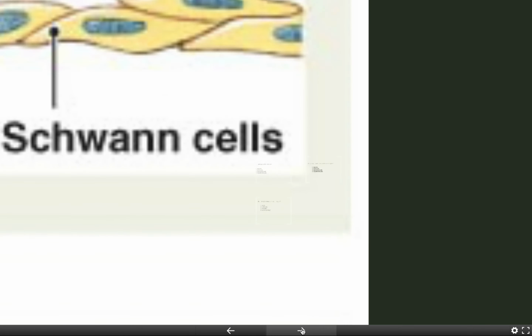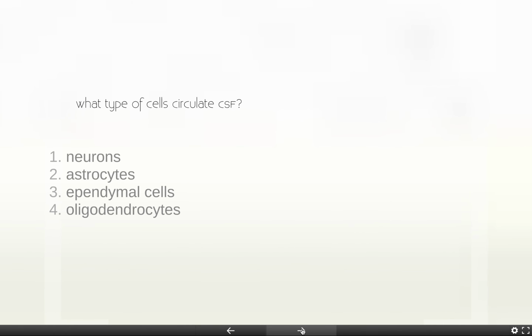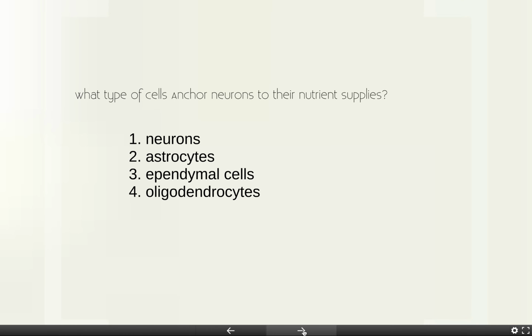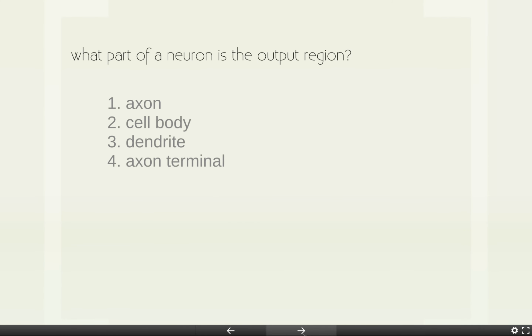Alright, here are some more review questions. What type of cells circulate CSF? And the answer is ependymal cells. What type of cells connect neurons to their nutrient supplies? Maybe the answer is astrocytes. What part of the neuron is the output region? Maybe the correct answer is axon.